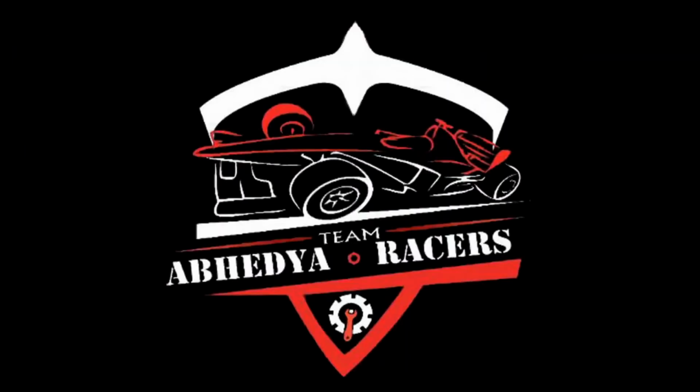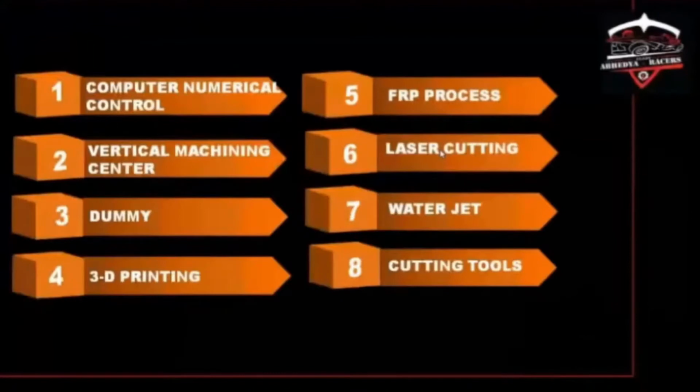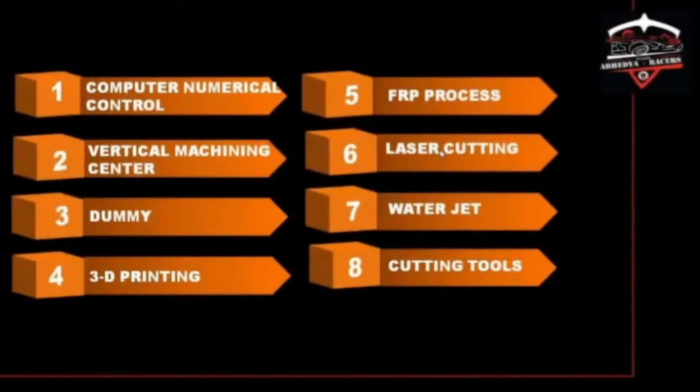Thank you, Prachiti. Some more information on manufacturing by Vaishnavi. Manufacturing processes consist of following processes: computer numerical control, which is also known as CNC, vertical machining center, which is also known as VMC, dummy, 3D printing, FRP process, laser cutting, water jet, and cutting tools.